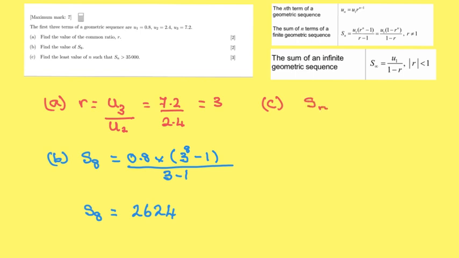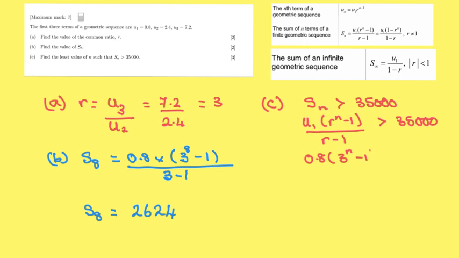So we want S_n to be greater than 35,000. So we've got to find n. So u1 times r^n minus 1 over r minus 1 needs to be greater than 35,000. Substitute the values in. So we've got 0.8 times 3^n minus 1 all over 3 minus 1 must be greater than 35,000.